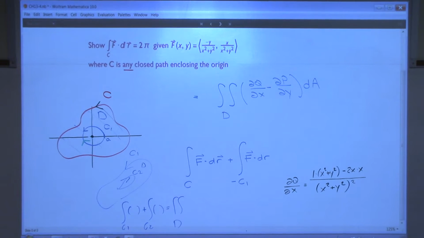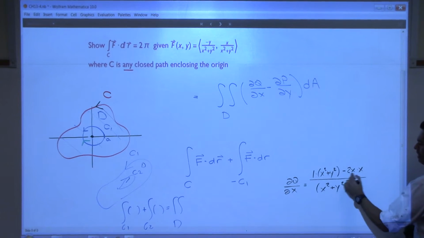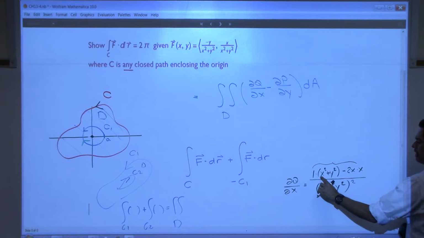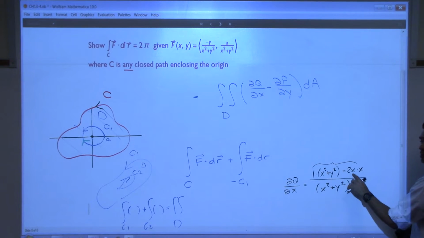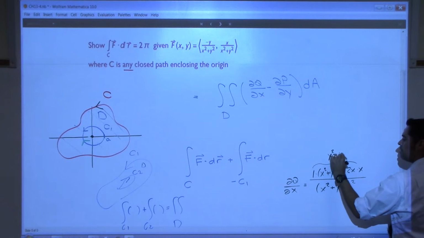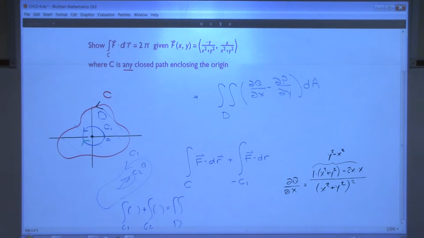Okay, what does this thing turn out to be up here? You have x squared plus y squared minus 2x squared, is what, y squared minus x squared? You agree? Okay, that's what this is.